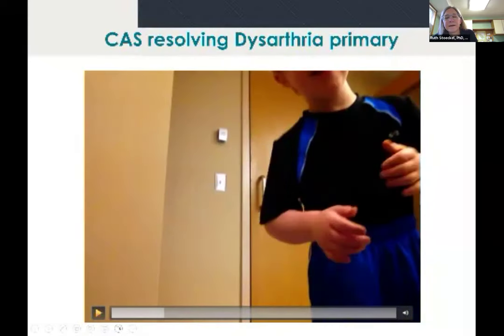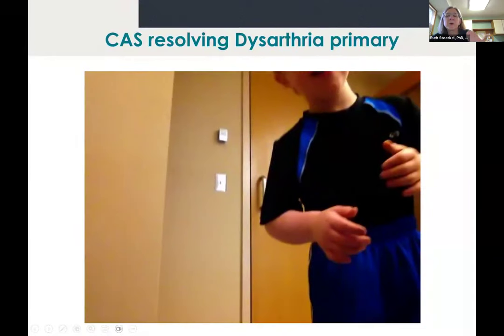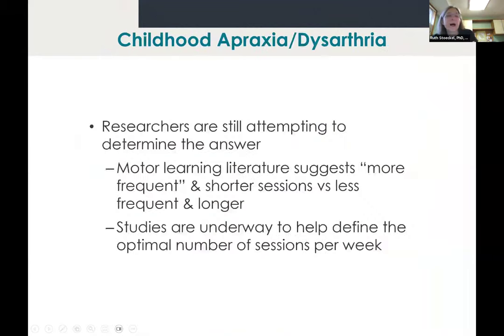Apple. So you can see he's taking a breath between each word, and it took a lot of work to get just two or three words together in a sequence and to keep them accurate with as much intelligibility as possible. We didn't go for perfection because with the dysarthria, it was more important to make it as intelligible as possible rather than getting perfection.